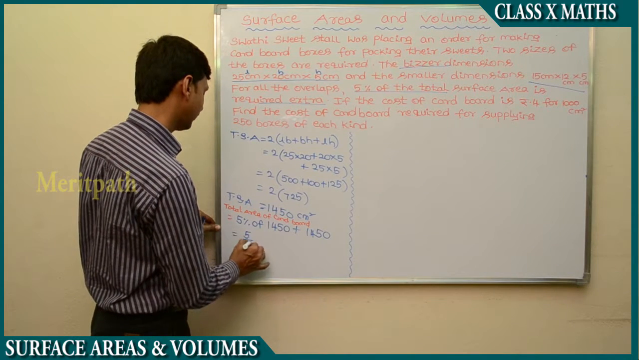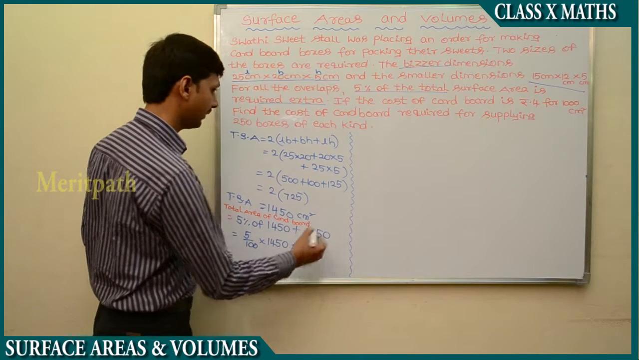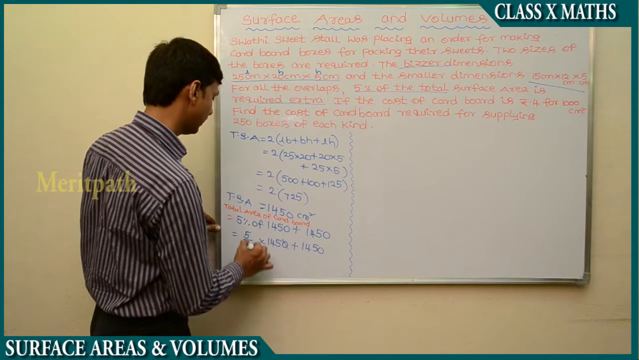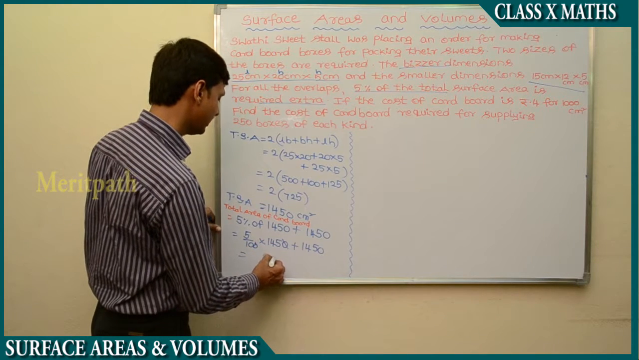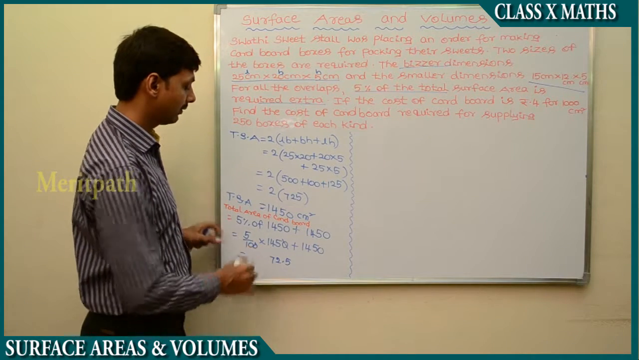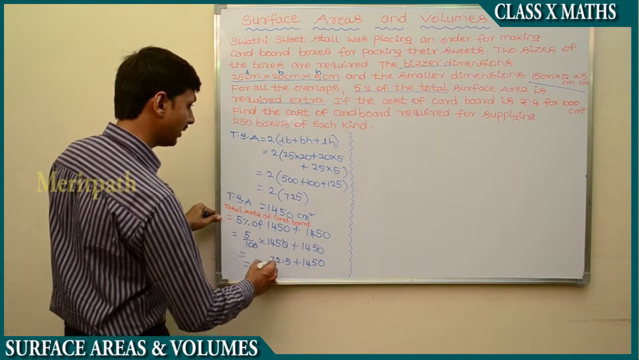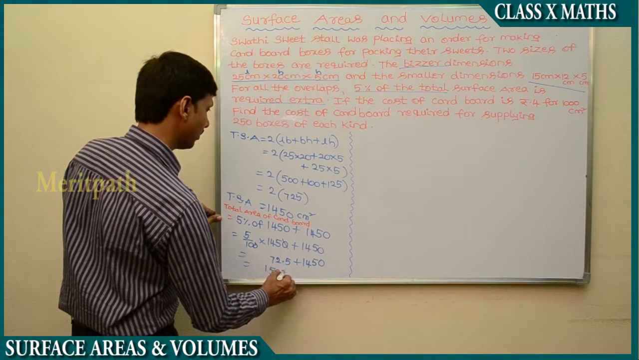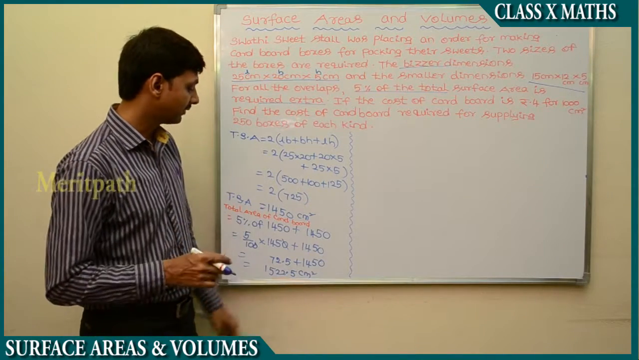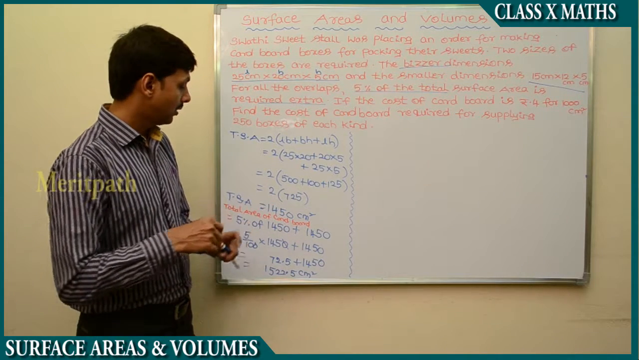5% is 5 by 100 into 1450. After cancellation of the zeros and the 5 table, we get 145 by 2, which is 72.5. So 72.5 plus 1450, when we add these two numbers, we get 1522.5 centimeters square.